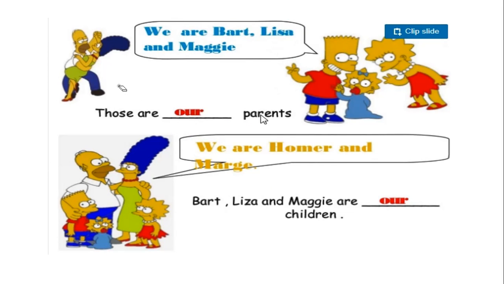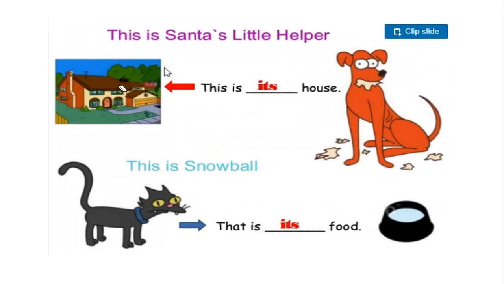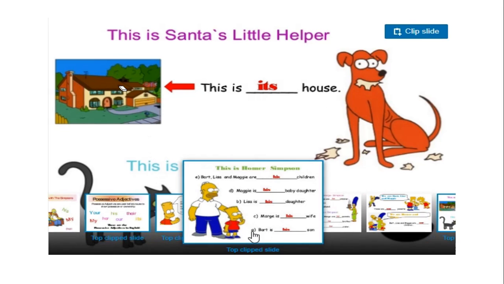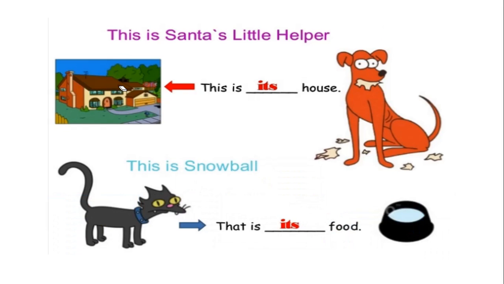We are Bart, Lisa and Maggie. Together they are saying those are our parents. Now we are Homer and Marge. Bart, Lisa and Maggie are our children. So this is Santa's Little Helper. This is its house. This is Snowball. That is its food. So you can understand when we are talking about an animal, we are using its, to show that this house belongs to this dog. This food is its.